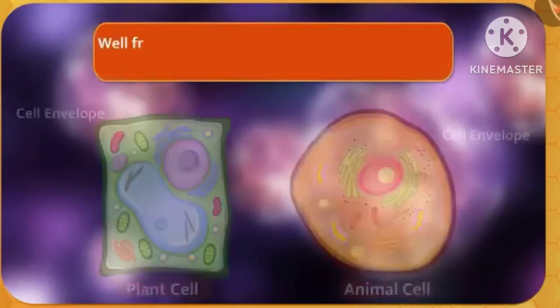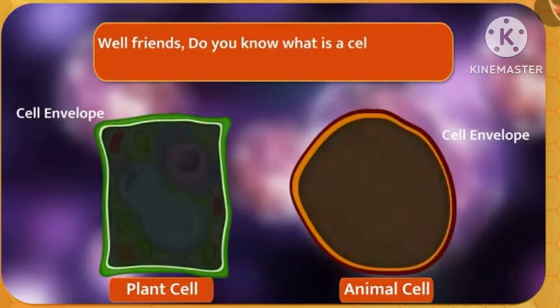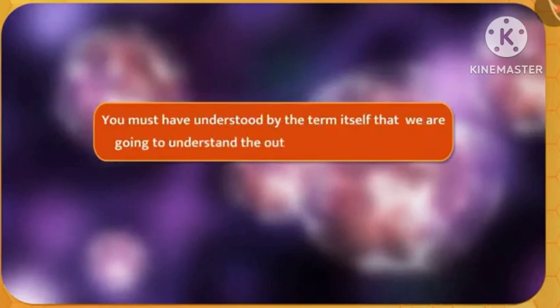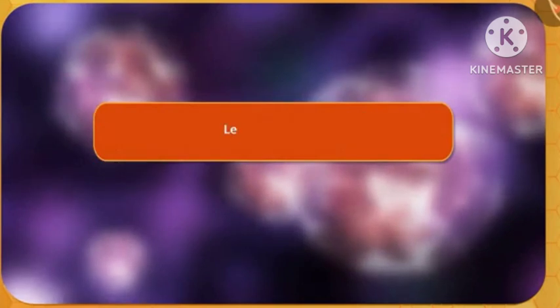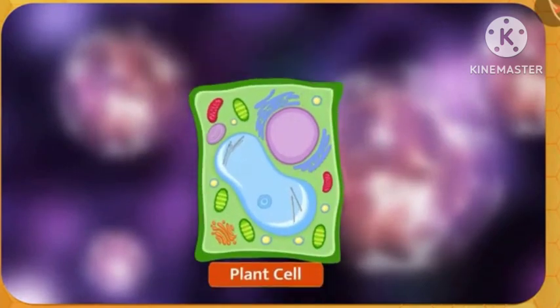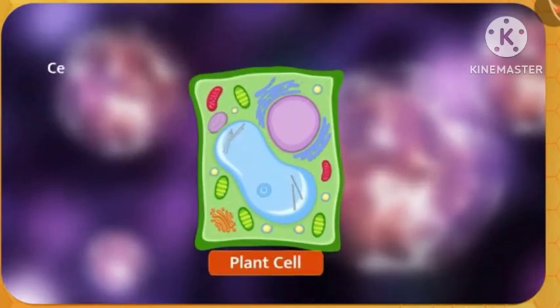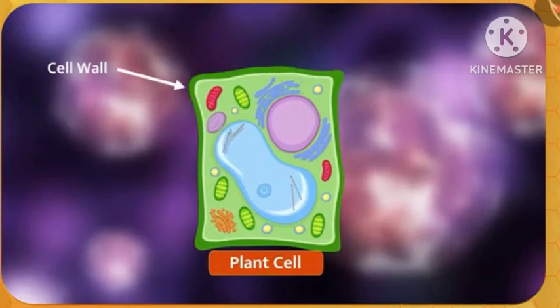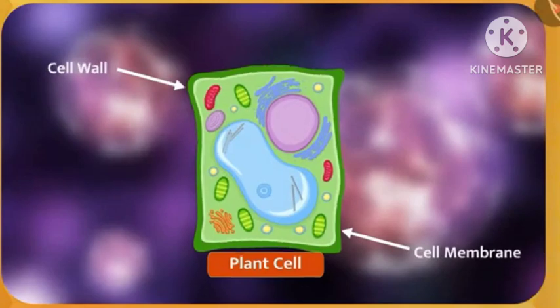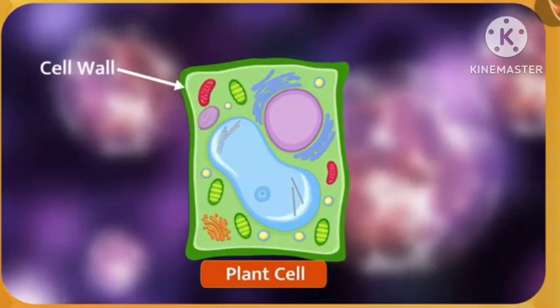By hearing the word envelope, I think you must have judged what it is. We are going to learn about the outermost layer or outermost covering of the cell. So what is a cell envelope? In a plant cell, it is made up of the cell wall and cell membrane. This is the outer covering for a plant cell.